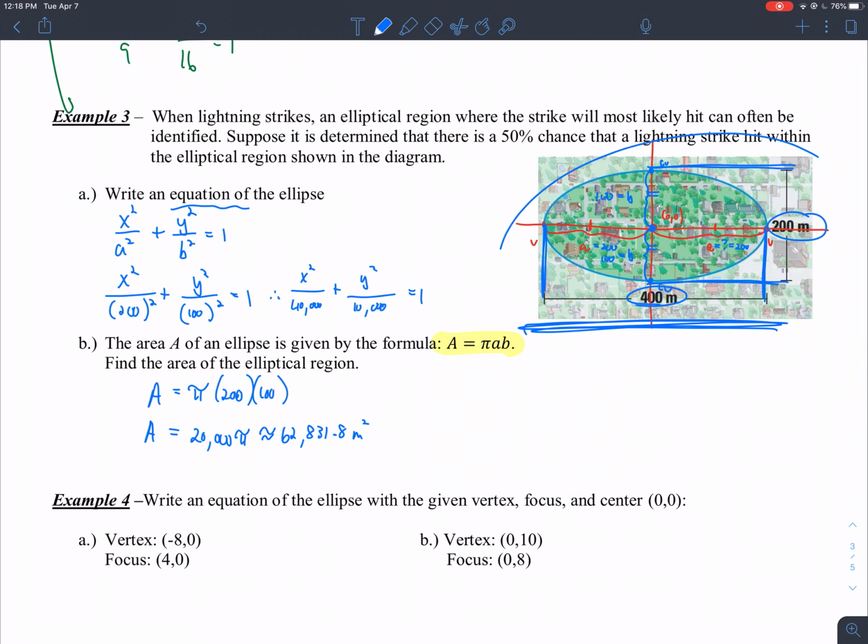I will say a lot of students struggle with this. I don't think it's too bad. Draw a picture. Turn it into an ellipse picture that you know. It's not that bad. Okay?